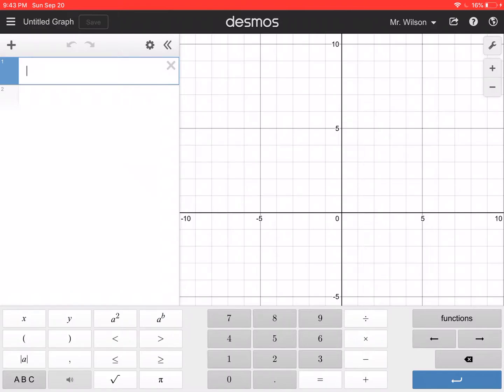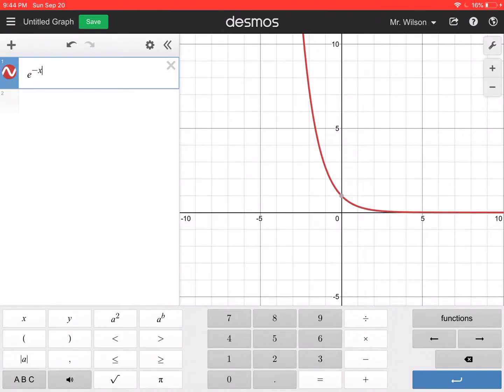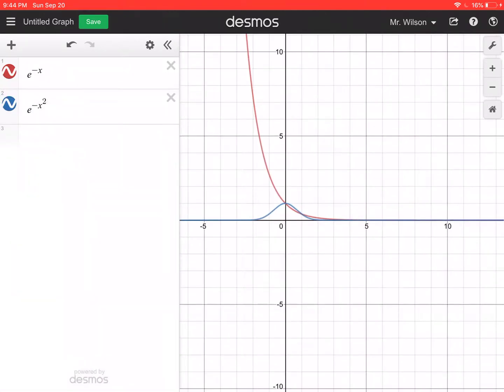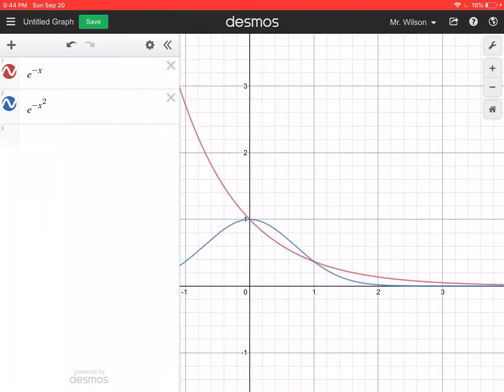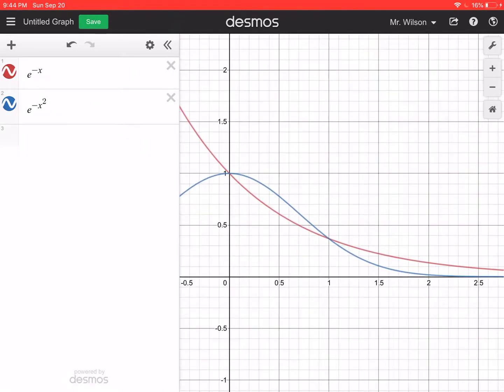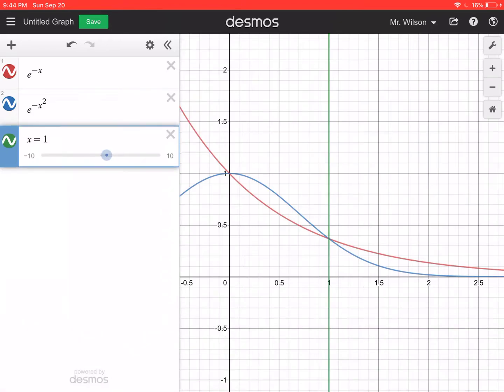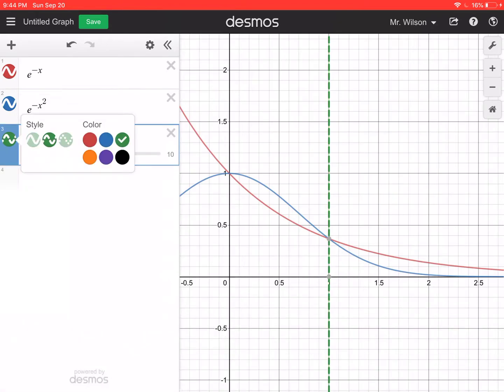So we have e to the negative x and e to the negative x squared. So here are the graphs. And remember, we split these at 1. So let me just dot that.